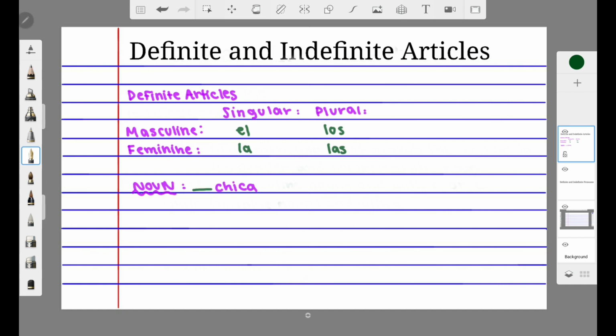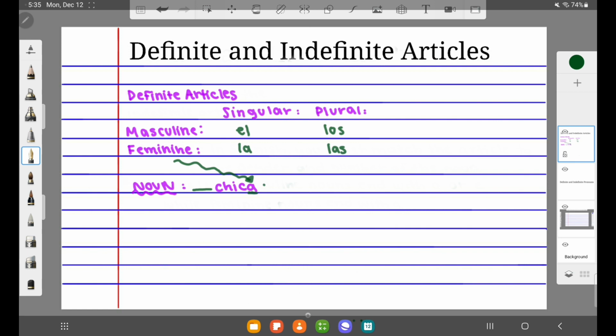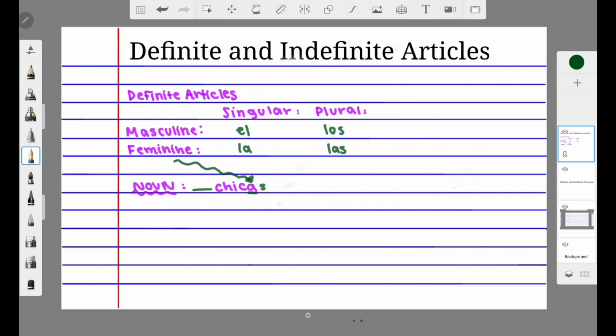Our noun is chica, and now we're trying to find the definite article that will go in front of it. First we can see that there's this A ending, and that signifies that it is a feminine noun. If it were plural, it would have an S at the end, just like English plural nouns have S at the end. Since it doesn't, it is singular, and it's feminine and singular. So the definite article that goes in front of it is la. If we ever wanted to say "the girl," we would say la chica.